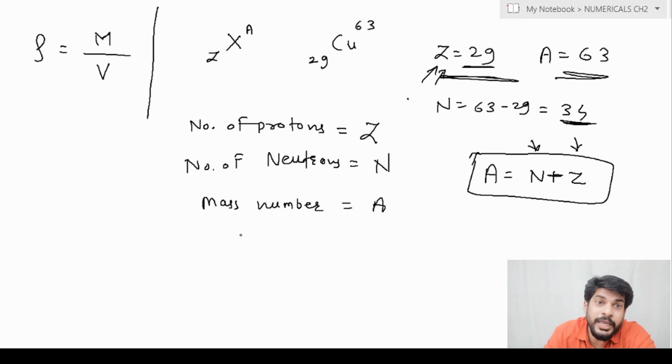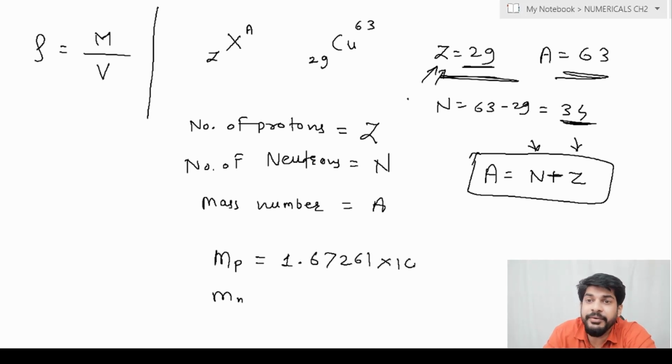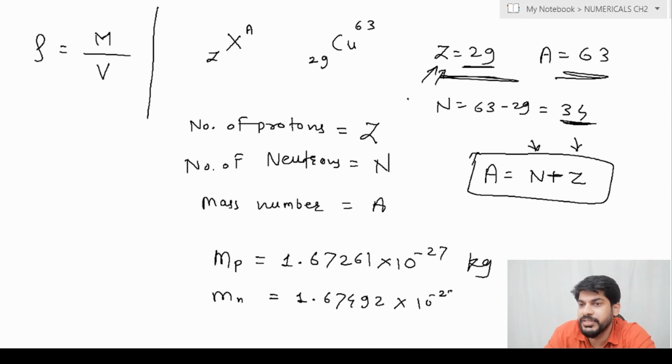Now suppose you want to calculate the mass of this copper nucleus. So we must know the mass of one proton and the mass of one neutron. The mass of one proton is 1.67261 into 10 raised to minus 27 kg, and here it is 1.67492 into 10 raised to minus 27 kg.